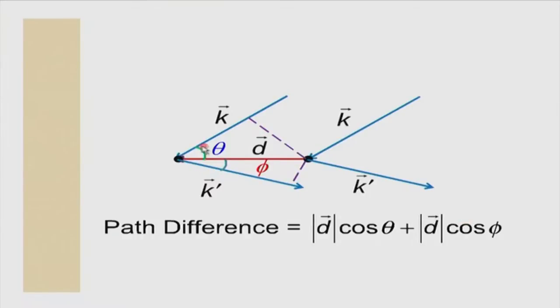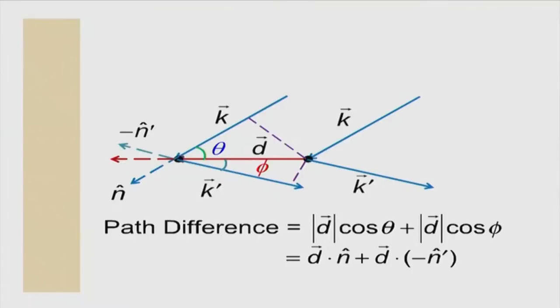So let us calculate this path difference, because this is theta, this is 90 degrees. This additional distance is the magnitude of d into cos theta, while this other distance, because this is phi and this angle is 90 degrees, is equal to d cos phi. So the total path difference will be d cos theta plus d cos phi. I hope this is clear. Remember, we similarly calculated path difference when deriving Bragg's law, but then we were calculating the path difference between two planes. Here I am just taking two points.